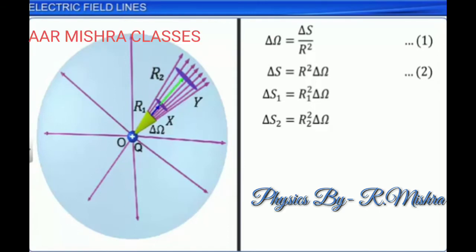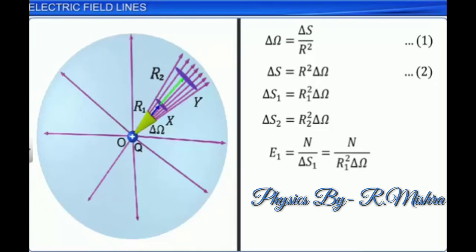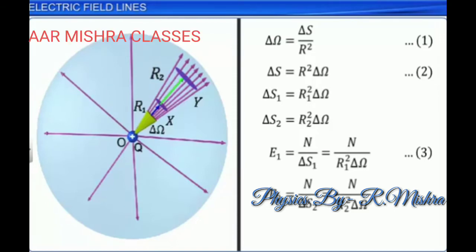Therefore, the electric field strength E1 at X will be equal to number of field lines per unit area at X, which is equal to N by delta S1 or N by R1 squared into delta omega, using the value of delta S1. Let this be equation 3. Similarly, electric field strength E2 at Y is equal to N by delta S2 equal to N by R2 squared into delta omega. Let this be equation 4.